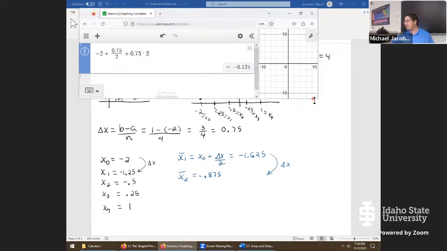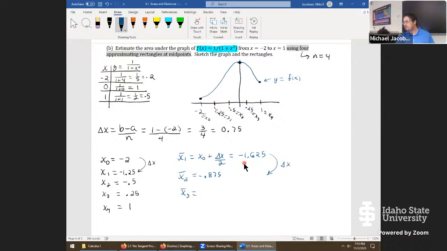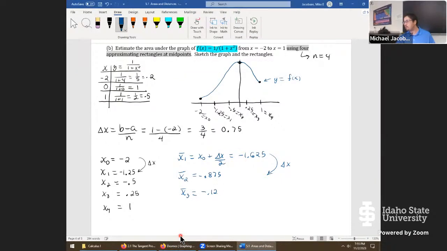If I can kind of fit this in there. We would be at, oh, I should record this first. X bar 3 came out as negative 0.125. Now let's take a look. It would be over here, negative 0.125. That seems about right. It's pretty close to 0. So it's midway between that boundary and that boundary.